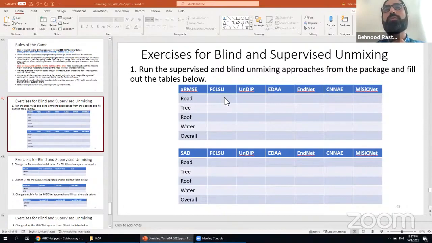I was just mentioning that because if you want to compare the result with the published result in the manuscript for every one of these methods, you need to run it 10 times. But for now, we stick to one time, and the idea is simply to be able to get the results for these unmixing techniques and work with them. Later on, we go to some parameter tuning for one specific method, and after that for sparse mix.